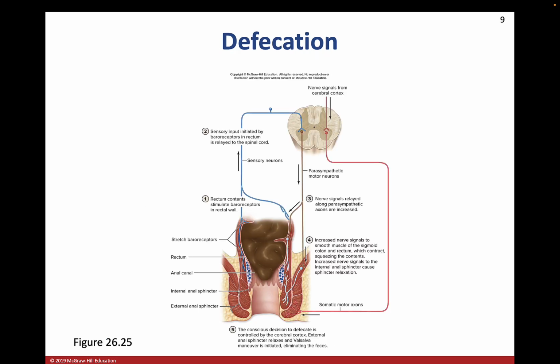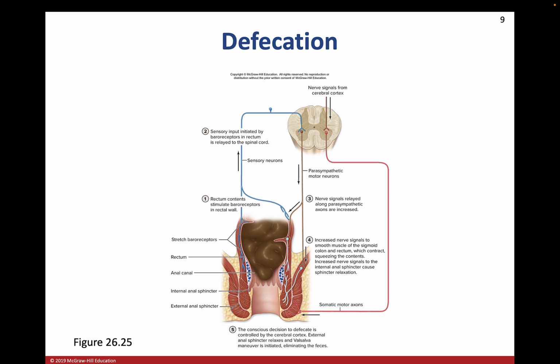Here we basically look at the defecation reflex, and we see the content stimulating the baroreceptors in the rectal wall. We have sensory input that's initiated by the baroreceptors within the rectum, and this is going to be relayed to the spinal cord. Now, we have to look at 2 different pathways. We have nerve signals from the cerebral cortex going to the external anal sphincter, and there will be learned movement or relaxation of that.